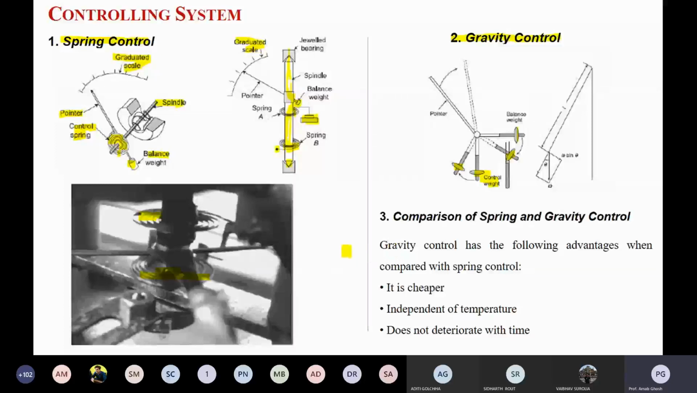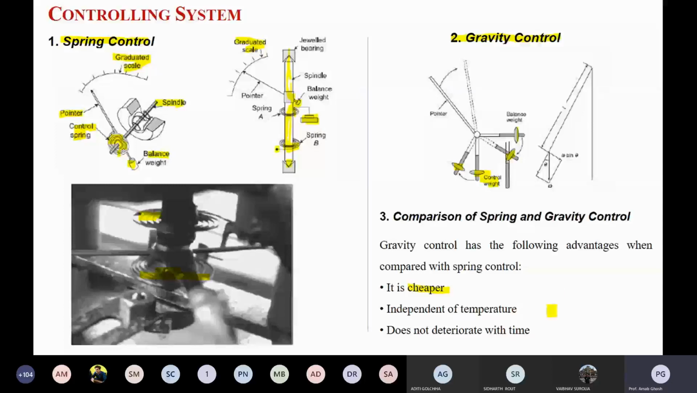Now if you compare the spring and gravity control, you can observe that gravity control has different advantages over the spring control. What type of advantages? First, it is cheaper. Definitely it will be cheaper. Another advantage is that it is simple to operate. In case of spring, you need to calculate how much spring constant is required and which spring constant is suitable for your system. But in case of balance weight, the weight of that balance is also required. But comparatively it is cheaper and a simpler way of operation.